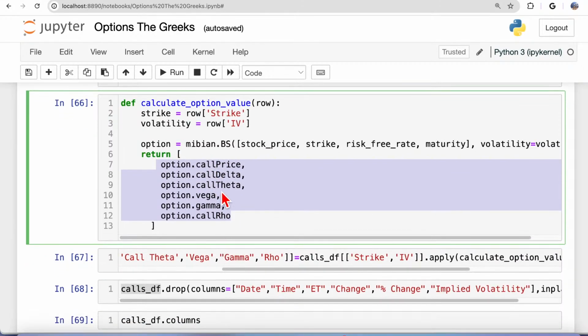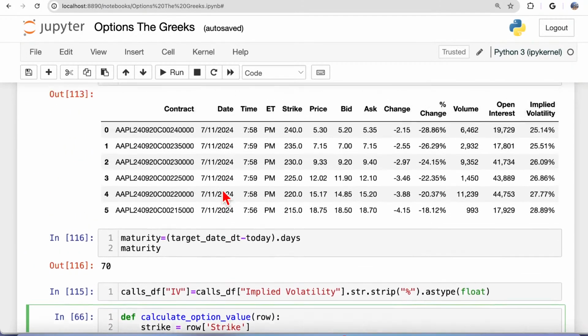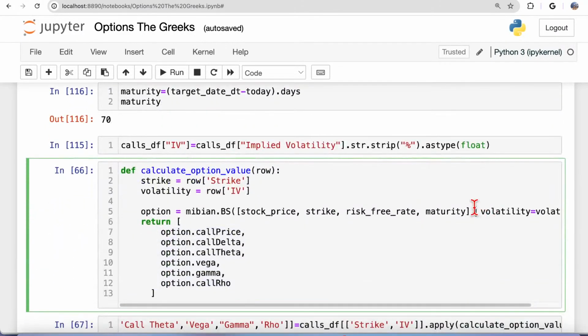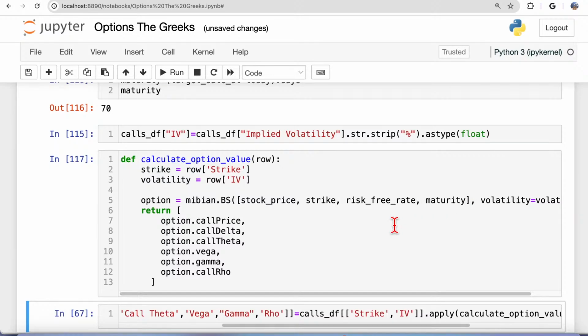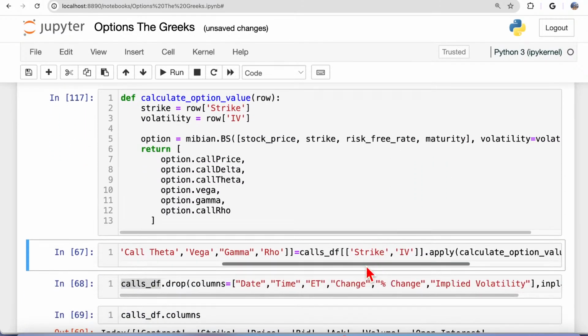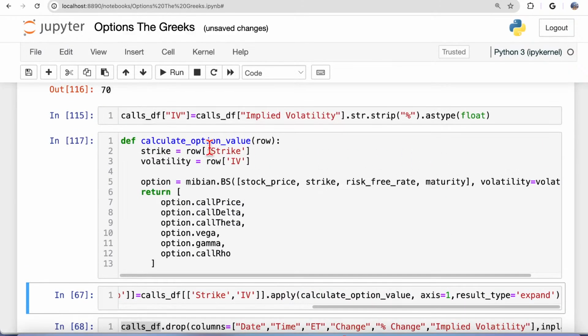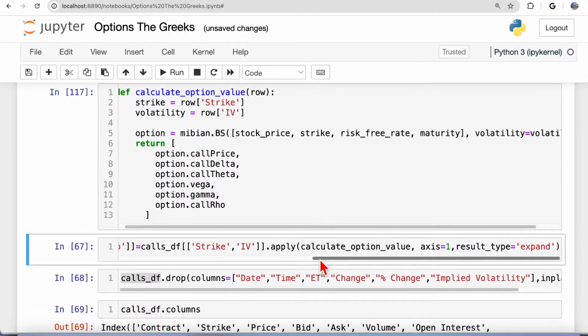But first we need to calculate them, because unfortunately we cannot find this information here. So here I have created a function that will calculate that stuff, and I'm passing these 2 things that we need, strike and implied volatility.